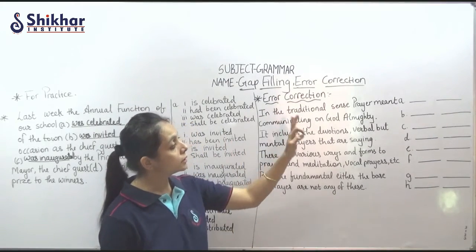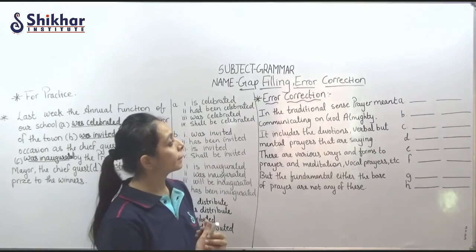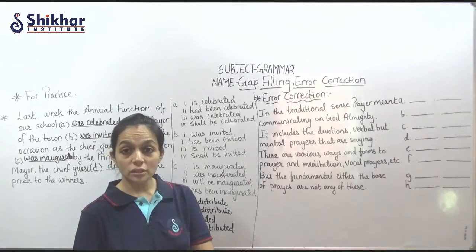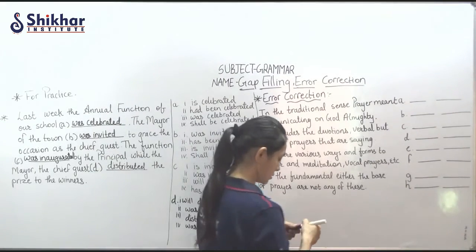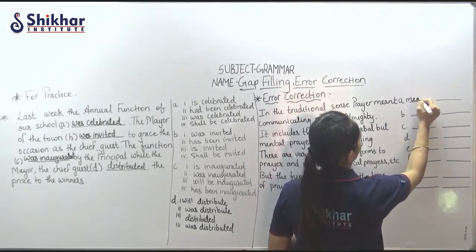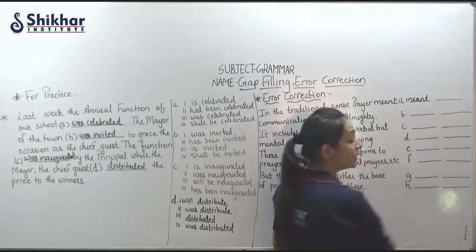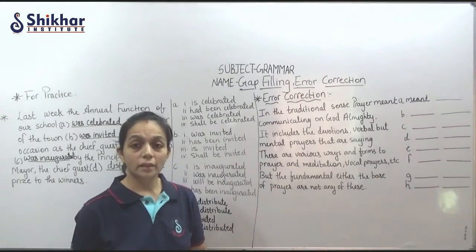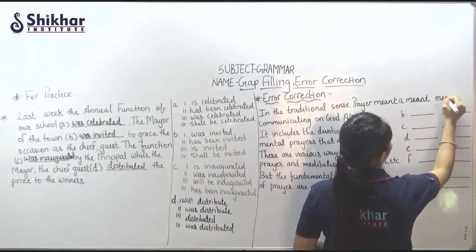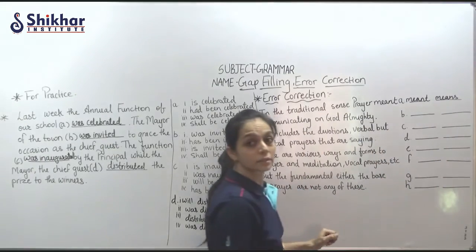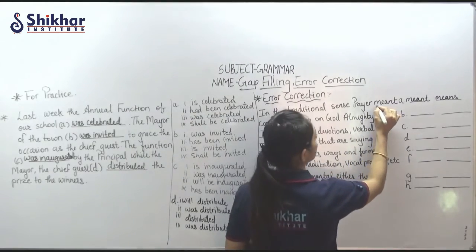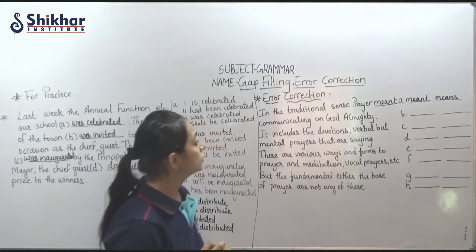First line: in the traditional sense, prayer meant. What is the word incorrect here? Error: in the traditional sense, prayer meant. So the error is this word, "meant." So the correction: it should be "means." Right? Then first correction done. So I will underline this word. So we have done the correction.